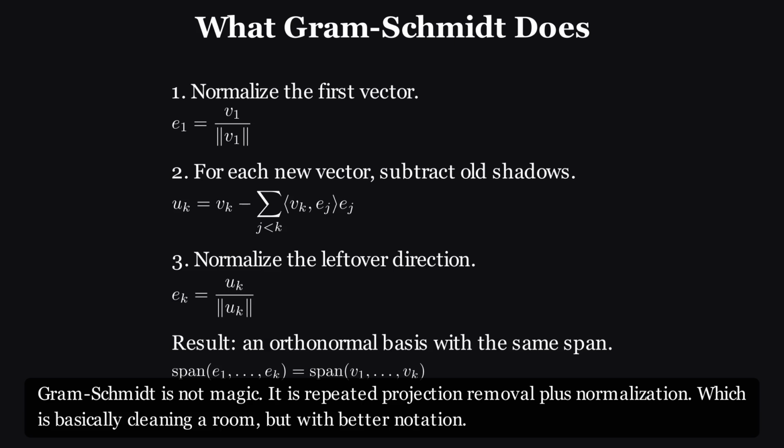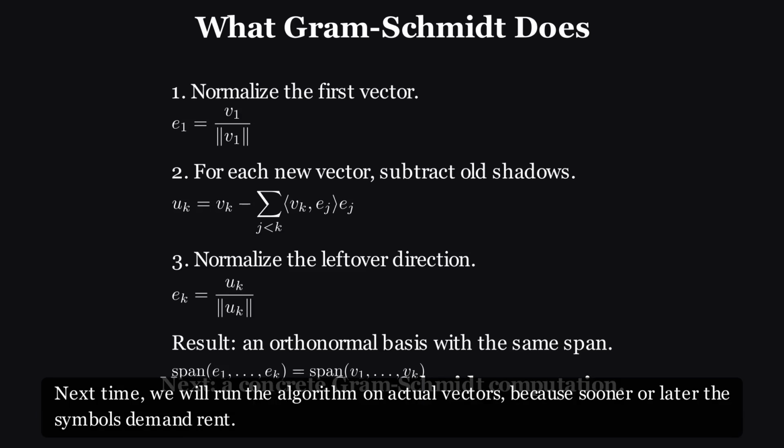Gram-Schmidt is not magic. It is repeated projection removal plus normalization, which is basically cleaning a room, but with better notation. Next time, we will run the algorithm on actual vectors, because sooner or later the symbols demand rent.